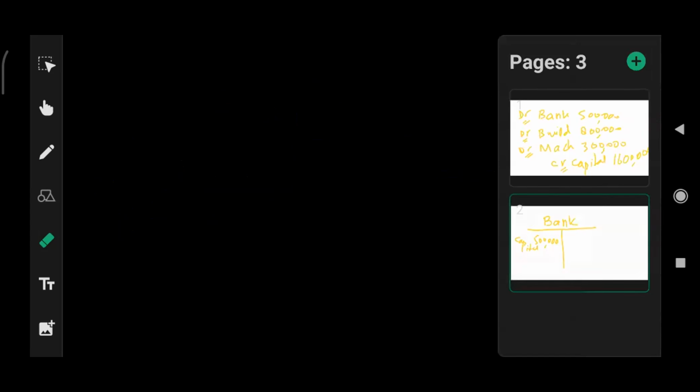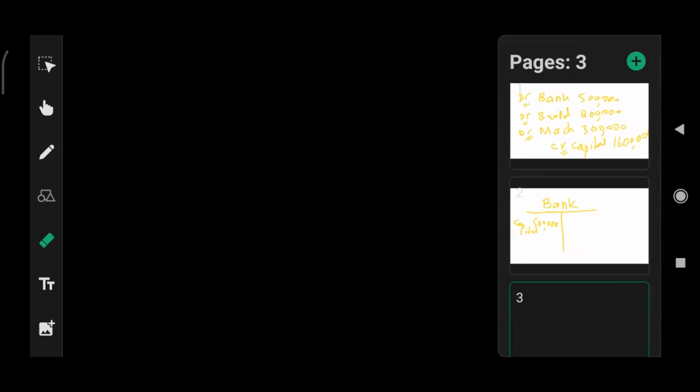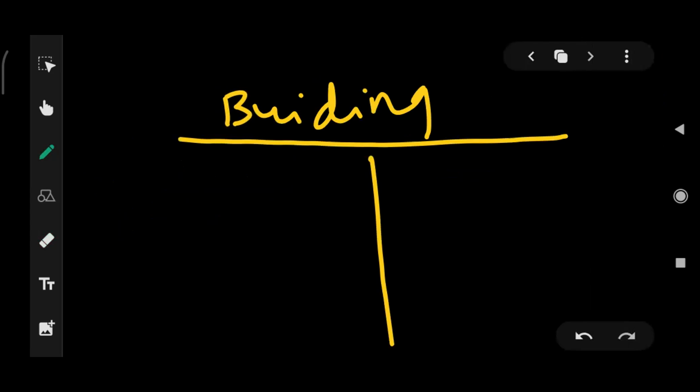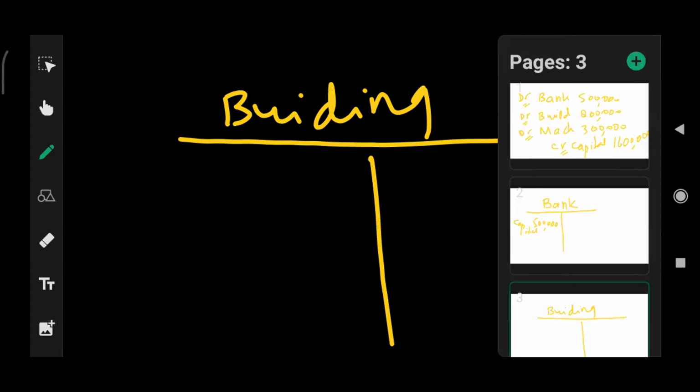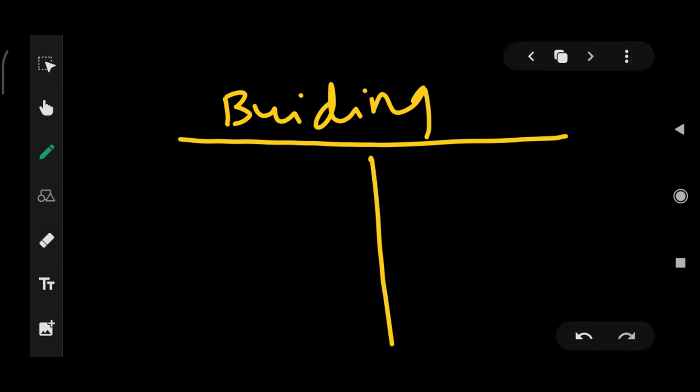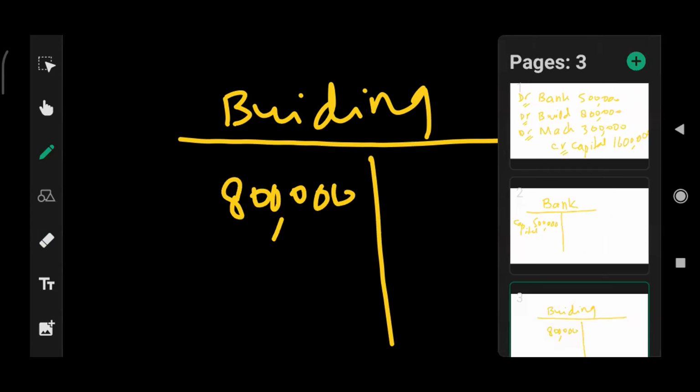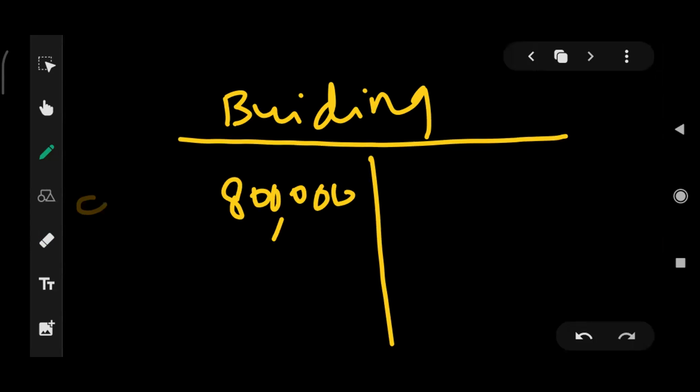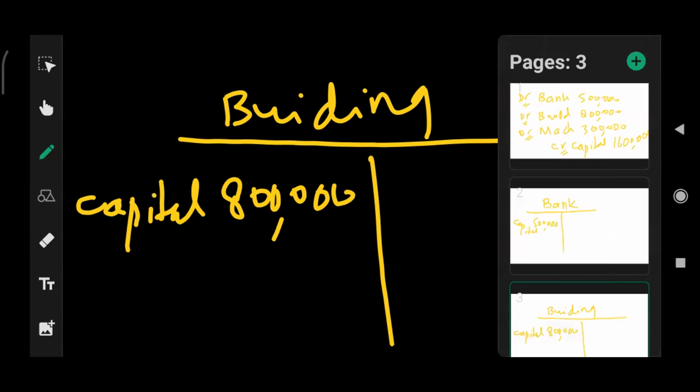Okay, we have two pages. We have prepared the bank account. Second account is of building. So debit building 800,000. I will open an account of building. This is the building account. You see, it's a debit 800,000, so I will write 800,000 on the debit side. What is on its credit? It's capital. So I will write capital with it. So my second transaction is also posted.